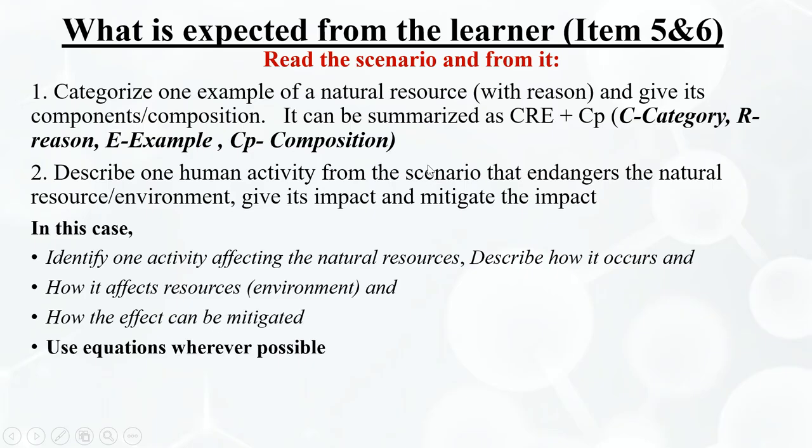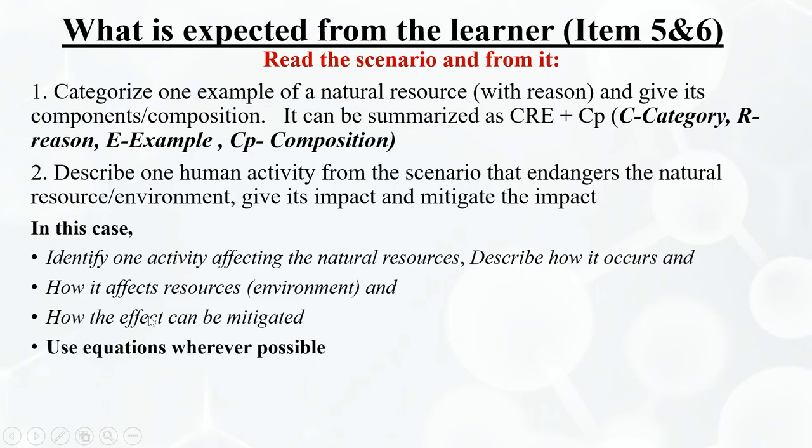So you read the scenario very well, you identify a human activity that endangers the natural resource. You give its impact and mitigate the impact. So in this case, we identify an activity affecting natural resource. We describe how it occurs and how it affects the resources or environment, and how the effect can be mitigated.